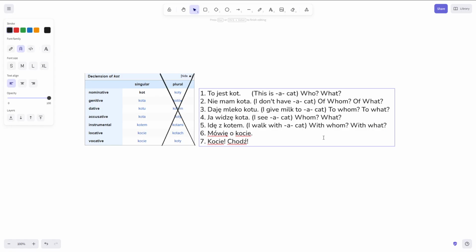Number 6 is kind of similar. Mówię o kocie. Mówię o kocie. So locative. Mówię o kocie. I talk about a cat. Okay? So I talk about a cat. So about whom? Or about what?